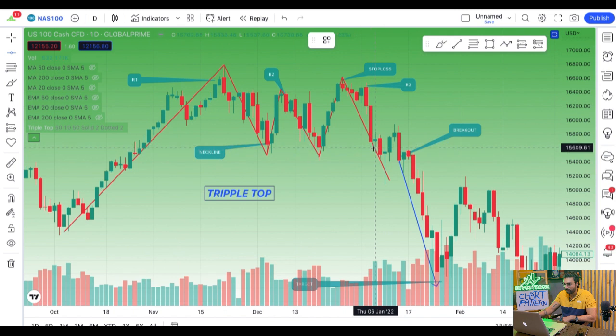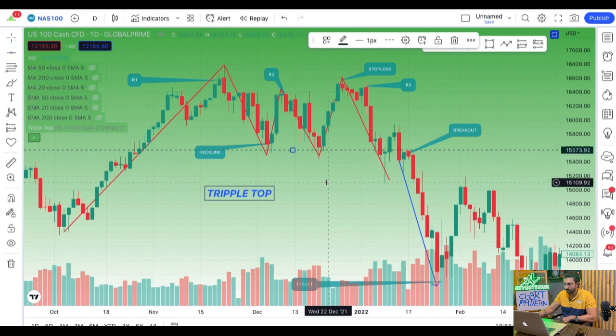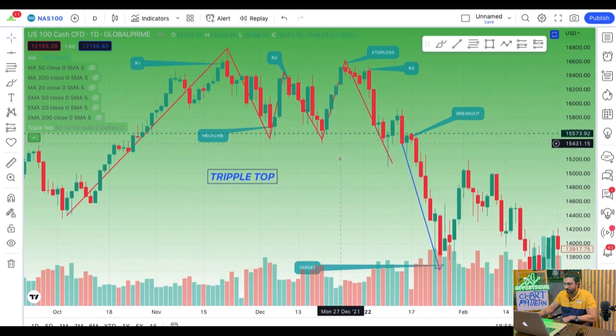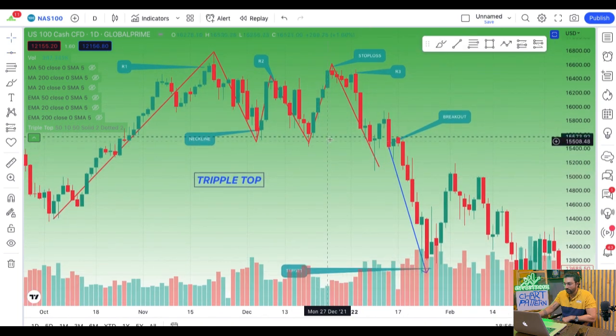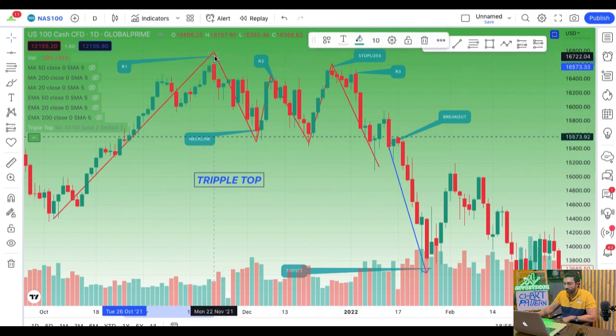This is our support line, or you can say a neckline. This is our neckline, or you can say support line. You can see the market was in an uptrend. There was a resistance 1, the resistance. From there the market goes down to the support level, then the buyer pushed the market upward again to resistance.